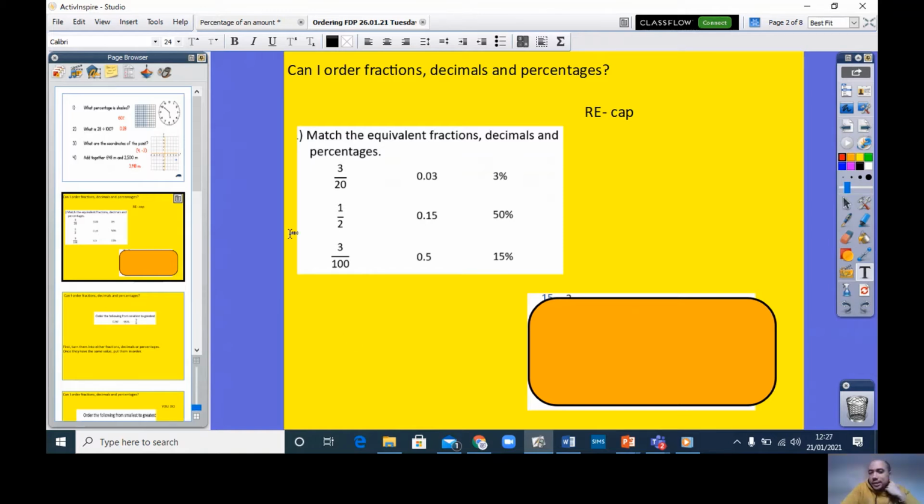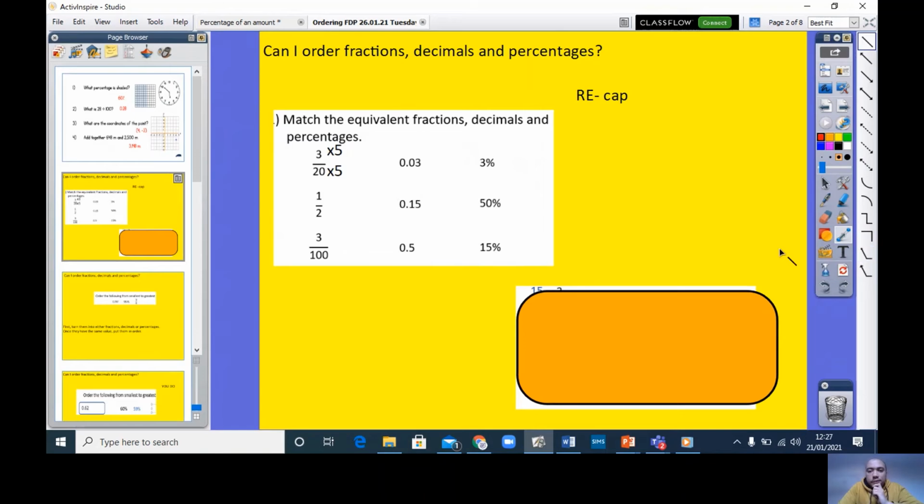Okay, brilliant. So you should see that 20 times by 5 equals 100. So whatever I do to the bottom, I do to the top. I'm going to multiply my 3 by 5, giving me 15 over 100. So if it's 15 over 100, I can see here I've got 15 in the hundredths column. So that's going to be 15 over 100. And I know if it's 15 over 100, that is 15%, because percent is per 100. So we've got that there.